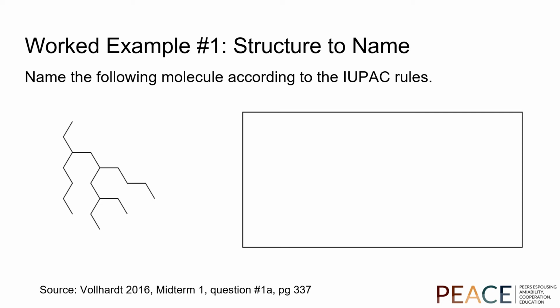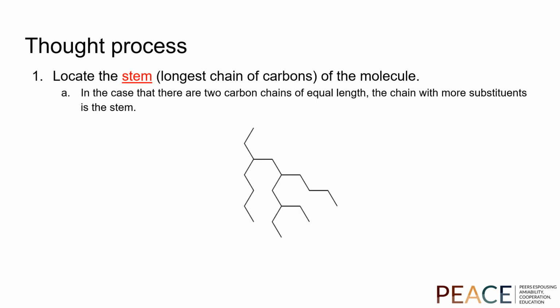In this question, we are presented with a very strange looking molecule with the instructions to name the following molecule according to the IUPAC rules. Luckily, we've just gone over how to do that, so let's just follow the steps outlined a few slides back. Step 1. Locate the stem, which is the longest chain of carbons of the molecule. To do that, we need to count each possible carbon chain.